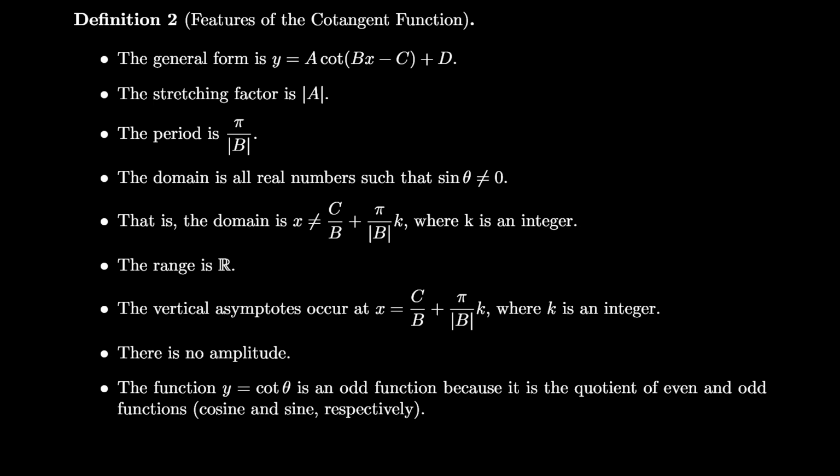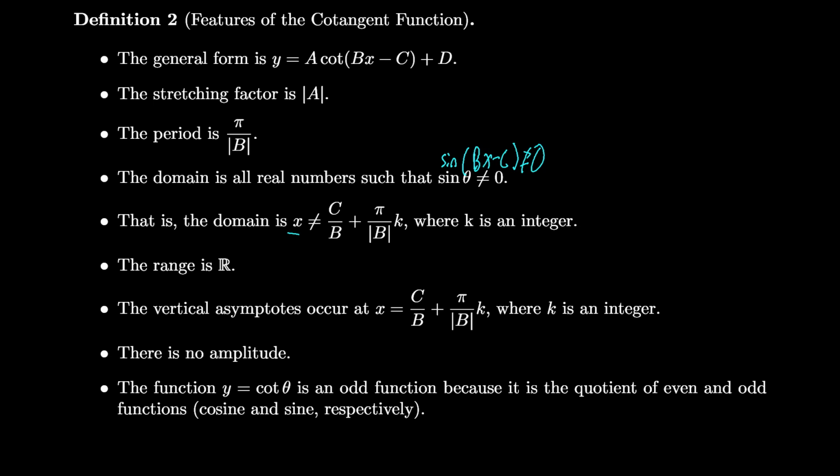The general form looks amazingly like tangent. The stretching factor is exactly the same. The period's exactly the same. The domain is such that your sine theta isn't equal to 0. And I mean, if you want to be technically correct here, it's sine of bx minus c does not equal 0. But just keep in mind that the domain is all the places where the sine of whatever your argument is does not equal 0. So call theta bx minus c, and we're good to go on that.